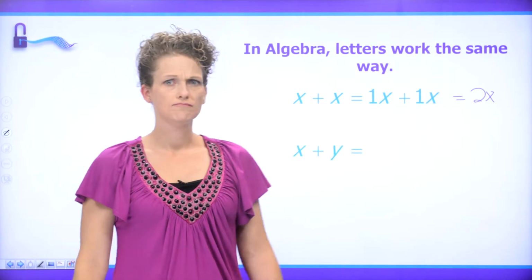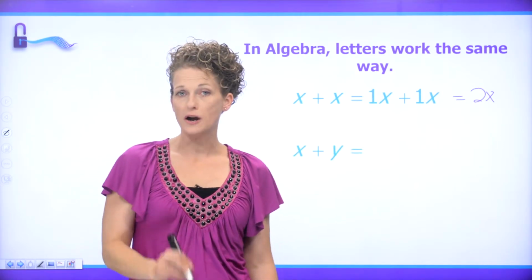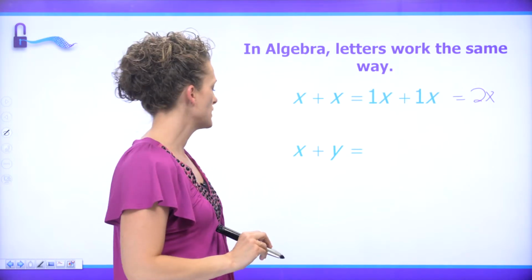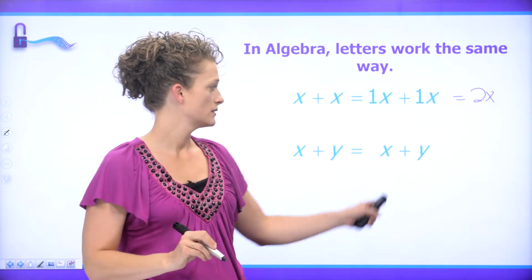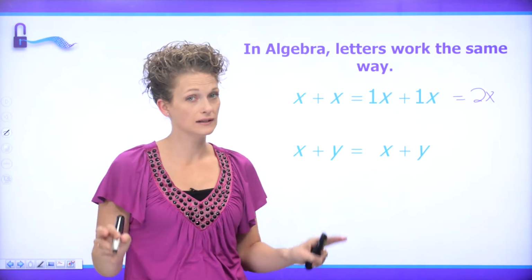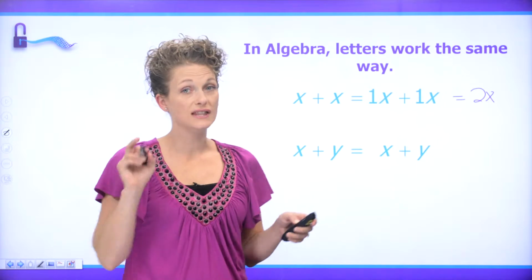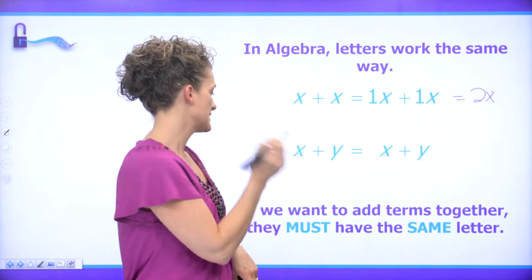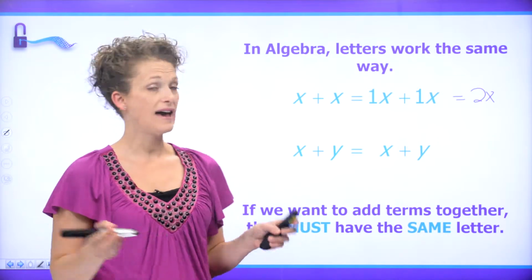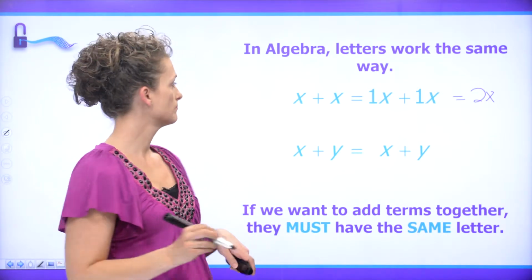How about this? X plus y. Are x and y the same? Well, of course they're not. So we can't add those together. We still have just x and y because they are not like terms. So the key point to remember is that if we want to add terms together, they must have the same letter.